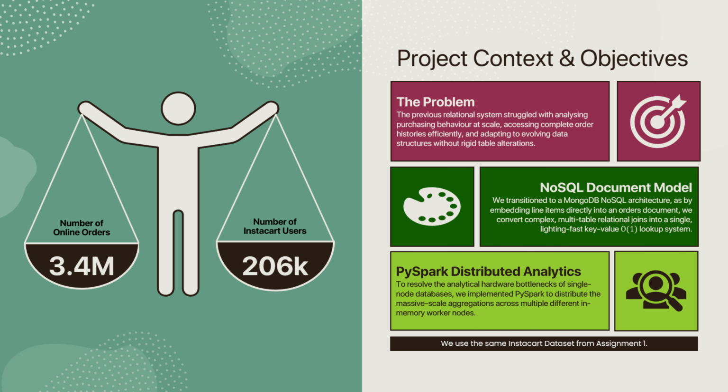To overcome these limitations and directly address the scalability requirements and design specifications which meet the needs set out by management, I redesigned the architecture into an order-centric NoSQL document model. By embedding the line items directly into the orders collection as a nested array, the system can now retrieve an entire transaction in a single atomic read operation.